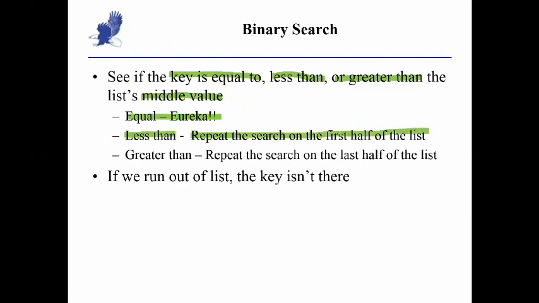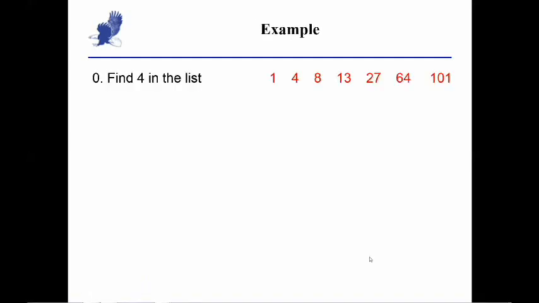So I'm going to go back and perform the same search again, only I'm going to do it in the first half of the list. If our key is greater than the middle value, then I'm going to repeat the search on the second half of the list. Now, as soon as I run out of list to search, I'm either going to find my key or I'm going to run out of list. When that happens, I'm done. I can say my key is not in there.